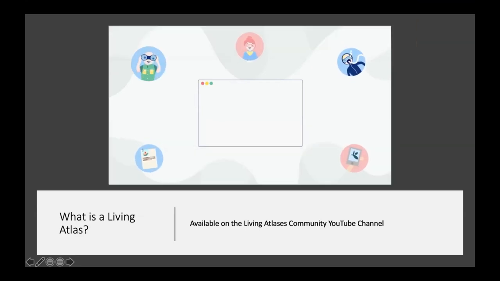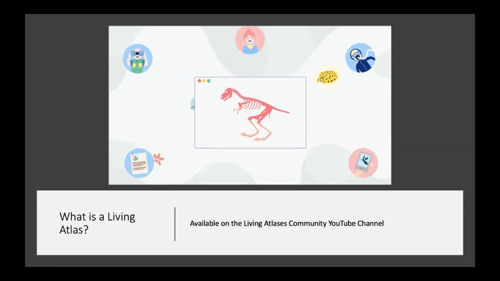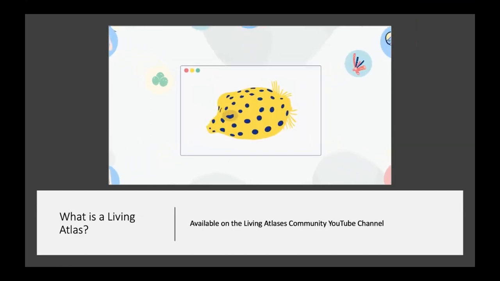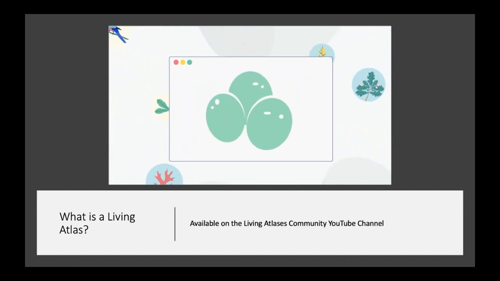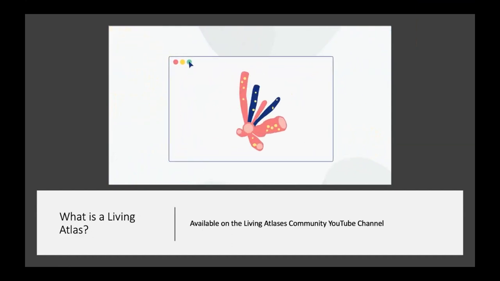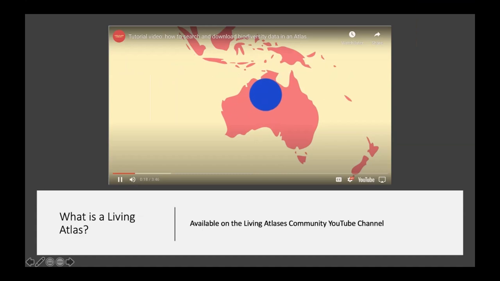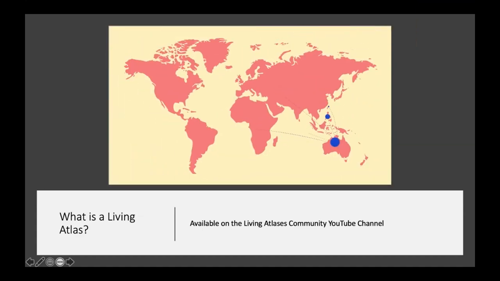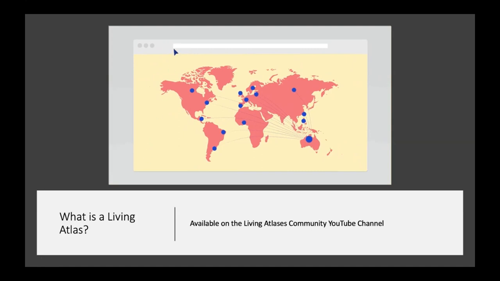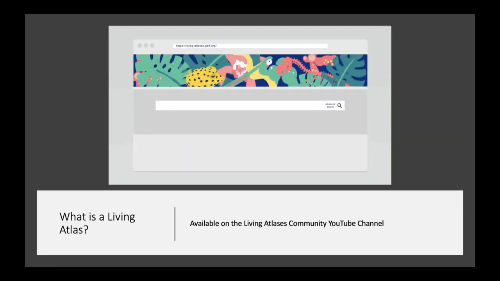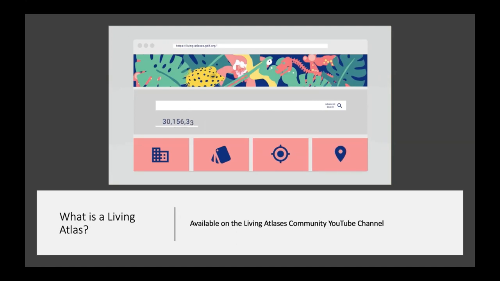A Living Atlas is an informatics infrastructure that aggregates biodiversity data from multiple sources and makes it freely available and usable online. It is based on the Atlas of Living Australia platform and since 2014 has been adopted by numerous GBIF nodes and other organizations to support integrated access and use of their national biological and environmental information. The homepage provides direct access to the main functionality and some quick statistics from the Atlas.